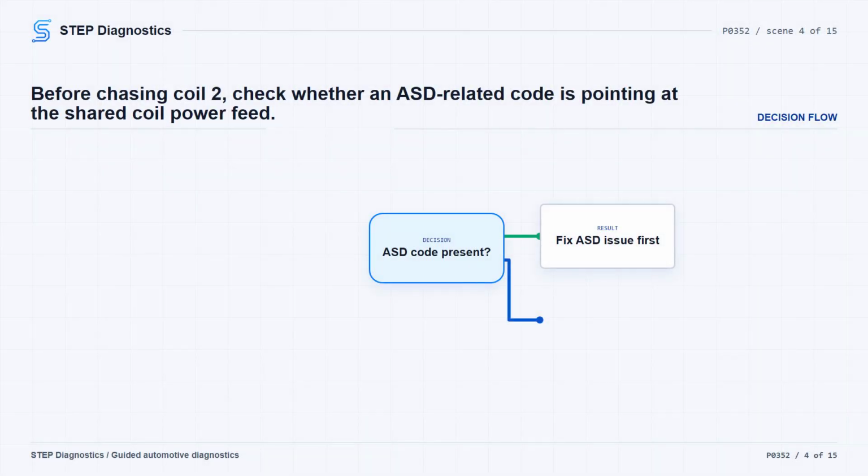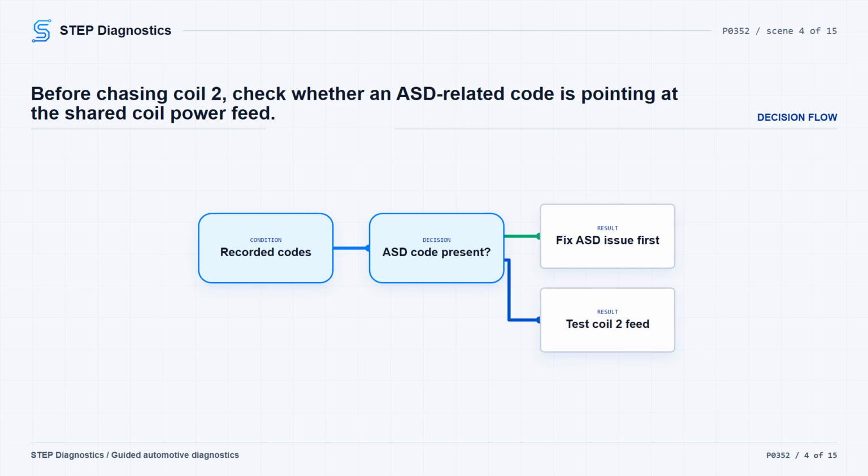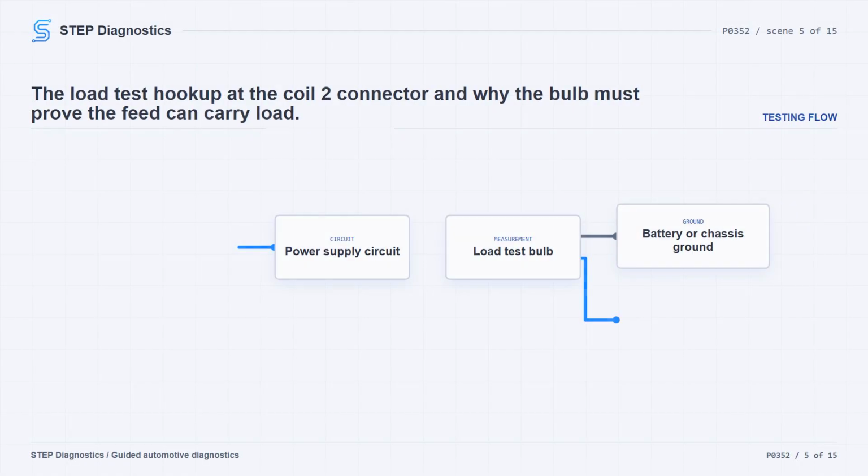Next, look at the codes you recorded before narrowing in on coil 2. If there are ASD-related codes present, diagnose those first, because the coil primary feed comes from the fused ASD relay output circuit. If there are no ASD-related codes, move on to testing the coil 2 power supply circuit. Disconnect the ignition coil 2 connector so you can access the power supply circuit. Connect the positive lead of the load test tool to the power supply circuit at the coil 2 harness connector, and connect the negative lead to battery ground or chassis ground.